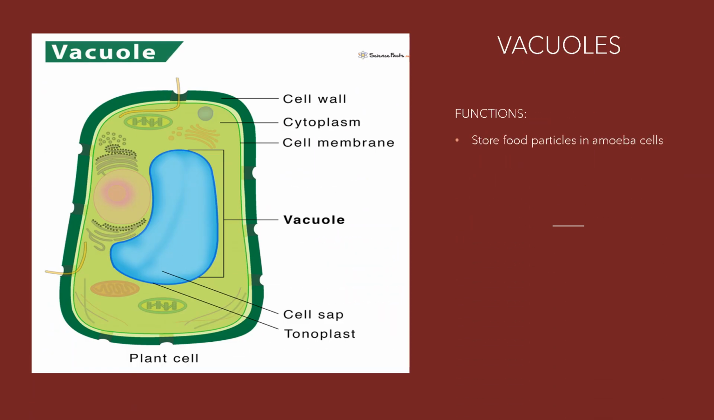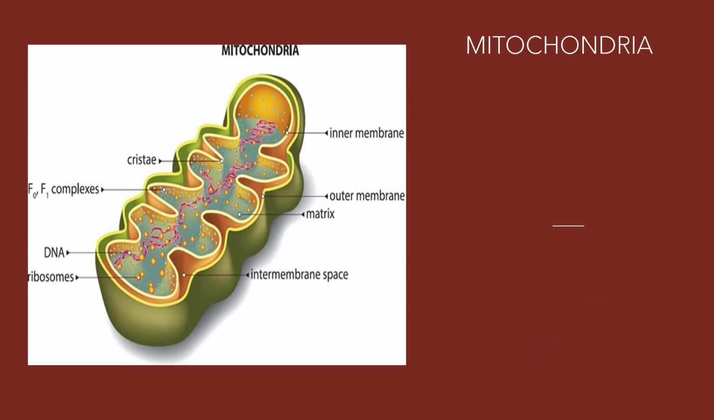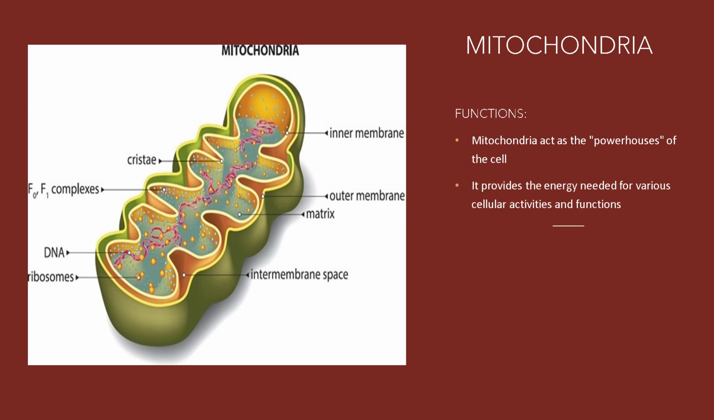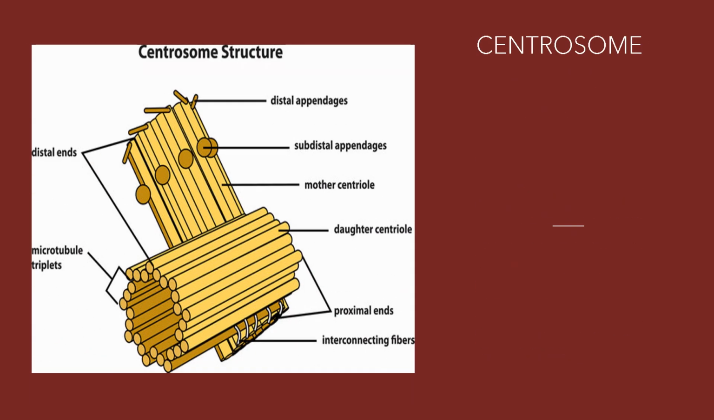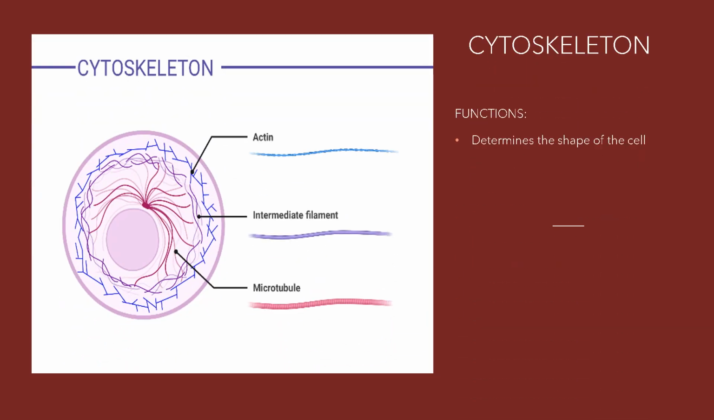Vacuoles store food particles in amoeba cells. Store various substances, including waste products. Mitochondria. Mitochondria act as the powerhouses of the cell. It provides the energy needed for various cellular activities and functions. Centrosome forms spindle fibers, which help in the movement of chromosomes during cell division. Cytoskeleton determines the shape of the cell and is responsible for cellular movements.